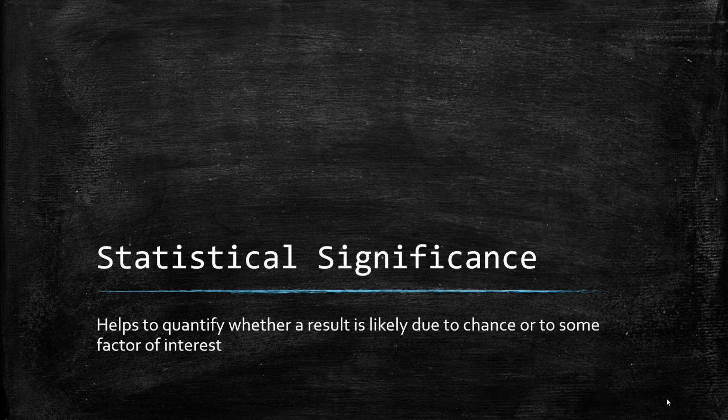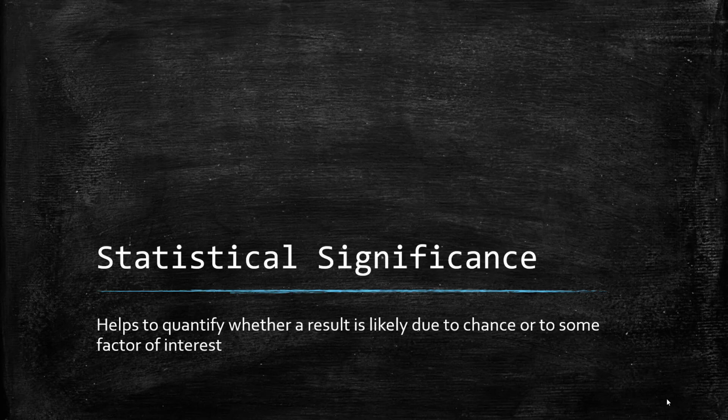Basically, we use statistical significance to help us quantify, assign a number to, whether a result that we see is likely due to chance or to some factor of interest. Is there meaning behind that relationship we're seeing in those variables, or did it just happen by chance? That's breaking down statistical significance into just what it means. That's what we're attempting to do.